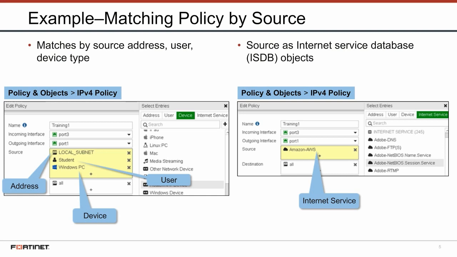In this example, all three source selectors identify the specific subnet, user group, and device type. Remember, user and device are optional objects. They are used here to make the policy more specific. If you wanted the policy to match more traffic, you would leave the user and device objects undefined. You can also use Internet Service (ISDB) objects as a source in the firewall policy. There is an either-or relationship between Internet Service objects and source address objects in firewall policies. This means either you can select source address or an internet service, not both.